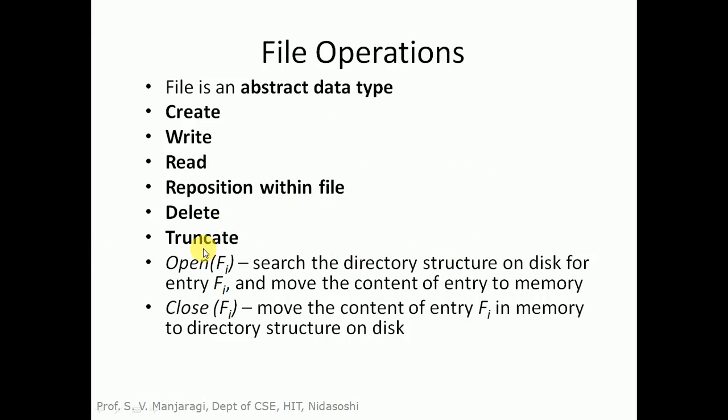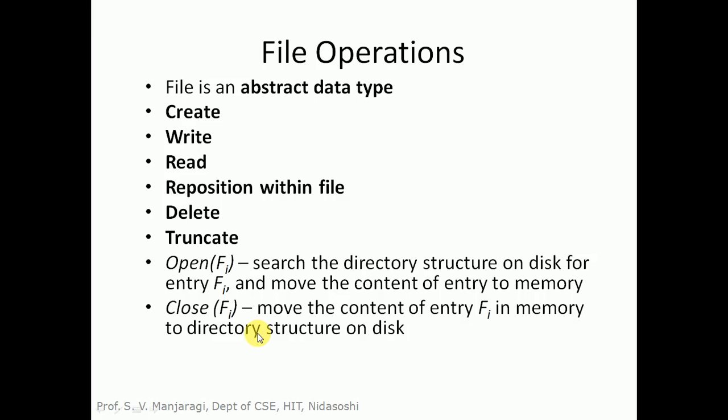Truncate. So truncate is basically truncating the contents of the file. Suppose that you want to delete the contents of a file. What we can do is delete the file and recreate an empty file, but it is very expensive. Instead of that, keeping the existing file attributes, we can delete only the contents. That is called file truncation.